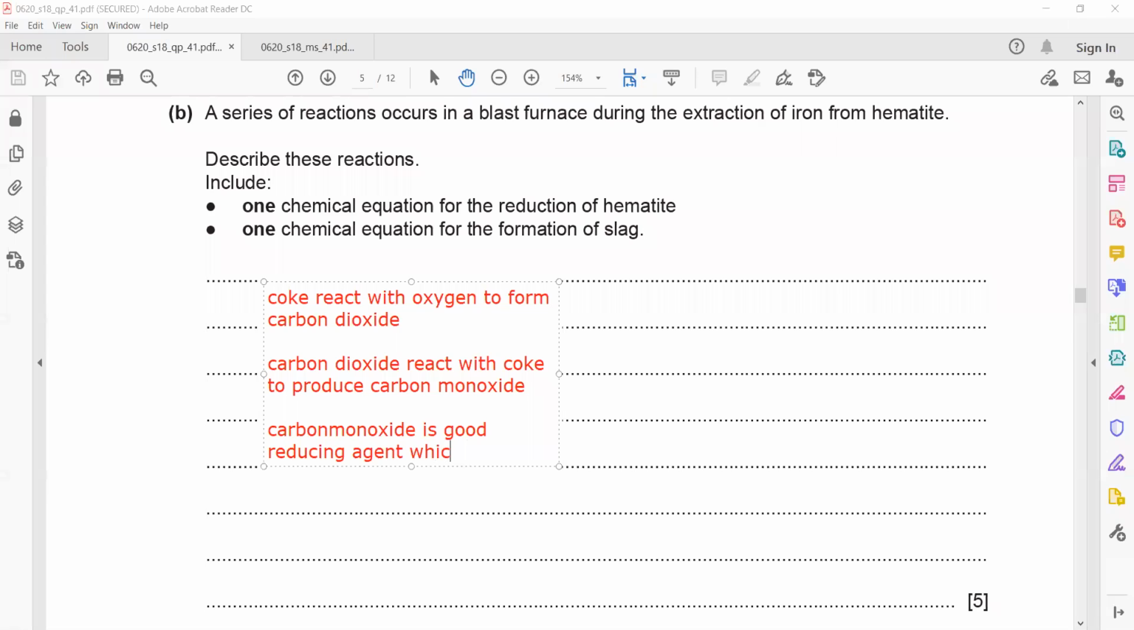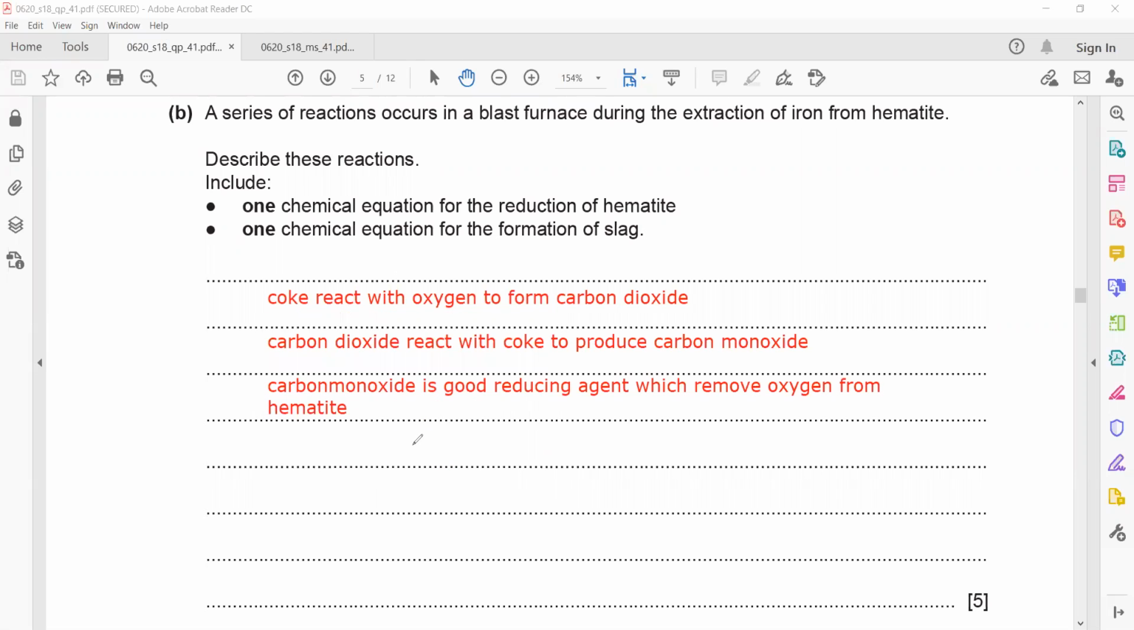which removes oxygen from hematite, and the equation for this, because one chemical equation for reduction is needed: the ore of the iron, which is hematite, iron oxide, is reacted with carbon monoxide, resulting in the formation of iron plus carbon dioxide. And the equation must be balanced.